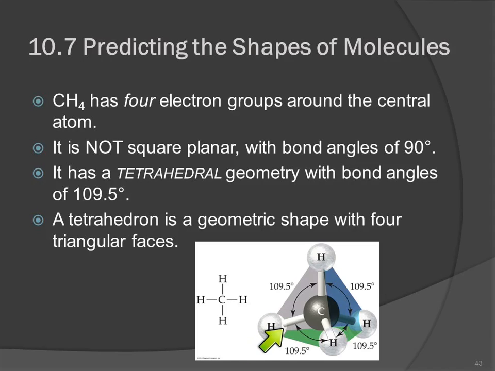It's a 3-dimensional shape that has 4 sides, tetrahedron. It's like a triangular pyramid. And by doing it this way, it can get angles of 109.5 degrees. So a tetrahedron is a geometric shape with 4 triangular faces. A cube has 6 square faces. So it's like a step down from a cube.